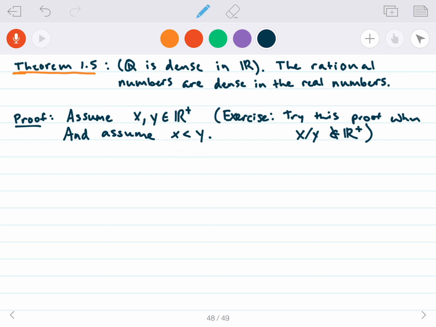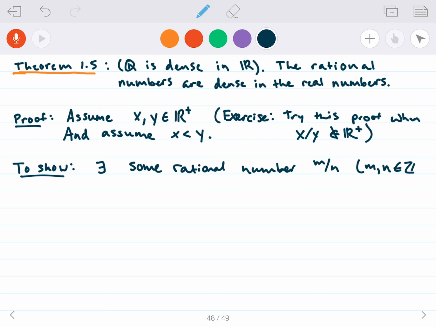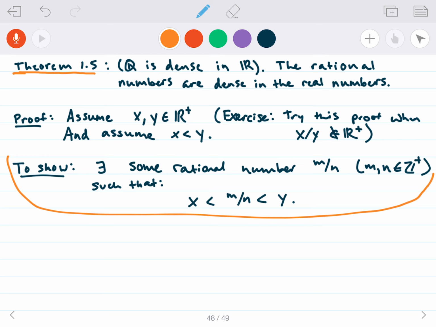Okay? Now, we need to show that there exists some rational number m over n, where m, n are integers, specifically positive integers in this case, such that x is less than m over n, less than y. So m over n lives between x and y. So this is what we're trying to show. I'll put this in orange.